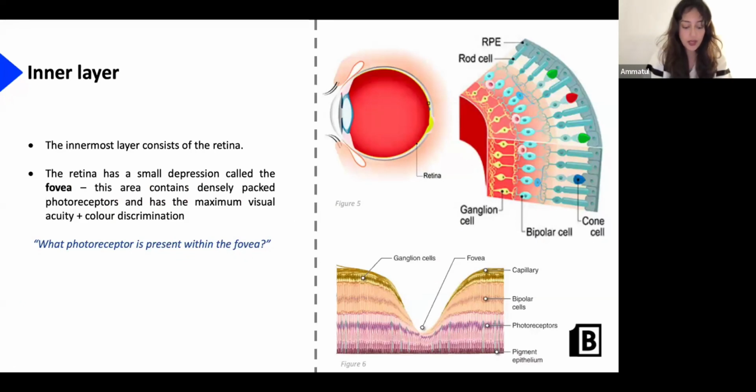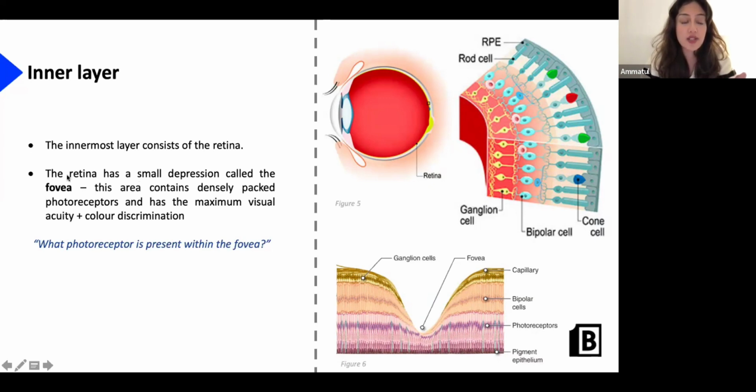Okay. Now moving on to the inner layer of the eye. So the inner layer is simply just the retina, but because the retina has so many functions and different elements, it's a bit more complicated than that. So the retina is just the inner layer. It consists of lots of different types of cells, as you can see, which we will cover.